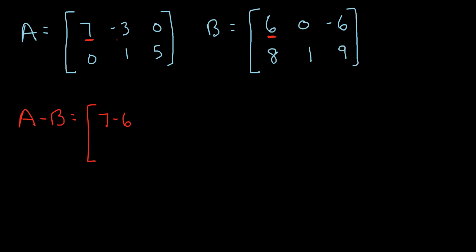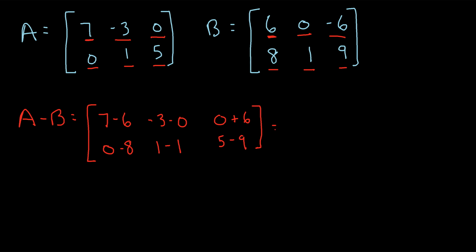And we can move on down the line. So -3 minus 0. And 0 minus a -6. So that would be 0 plus 6. And in the second row we have 0 minus 8, 1 minus 1, and 5 minus 9.